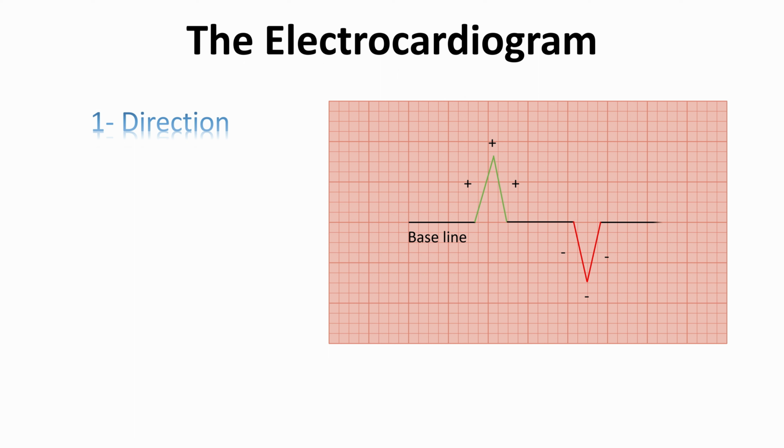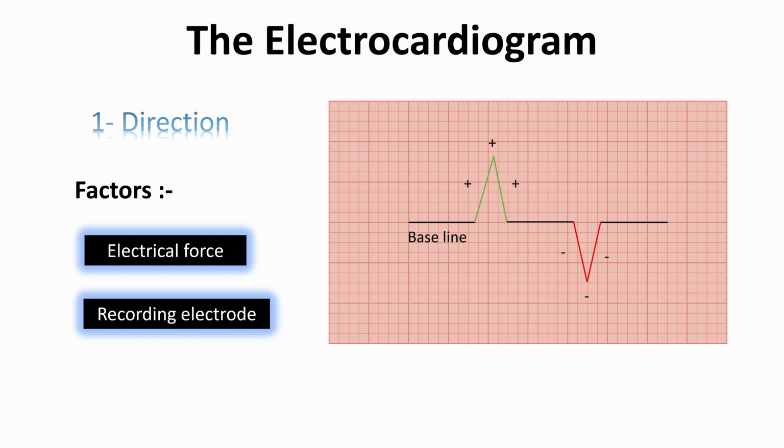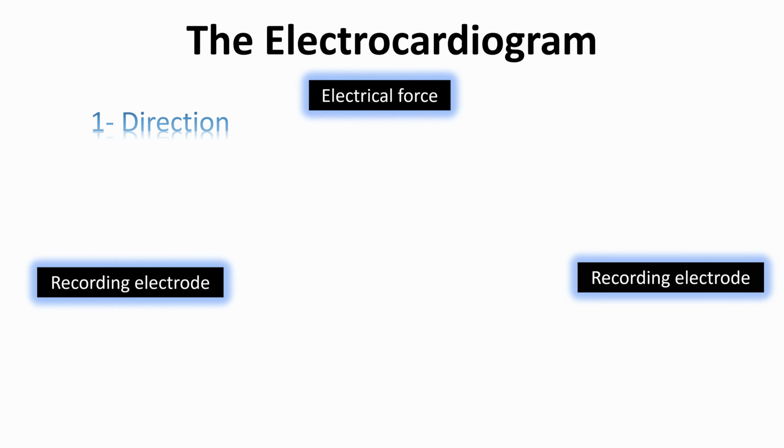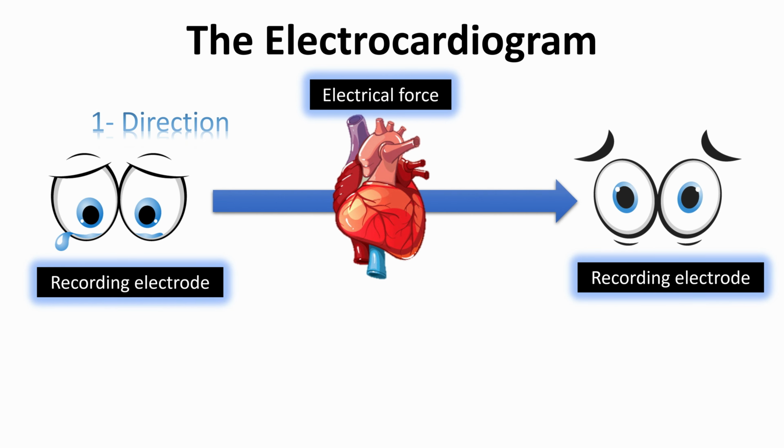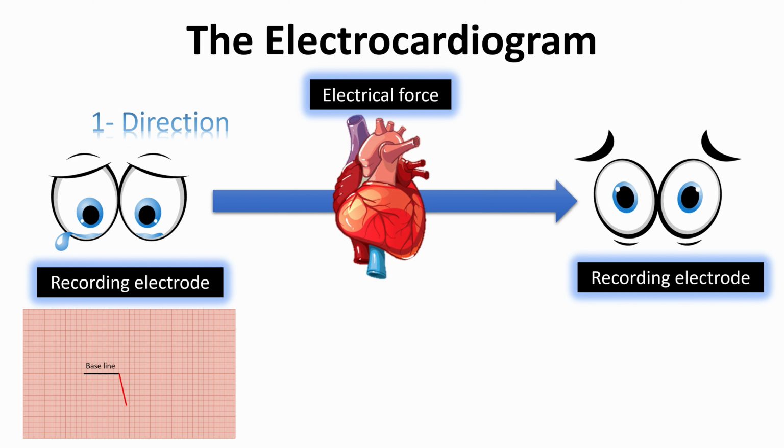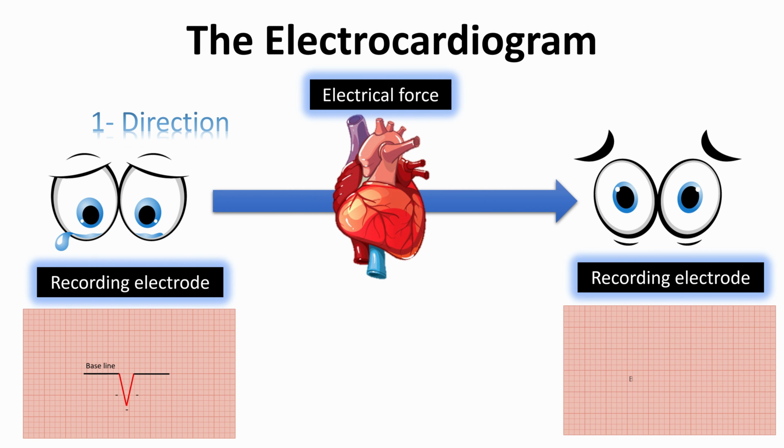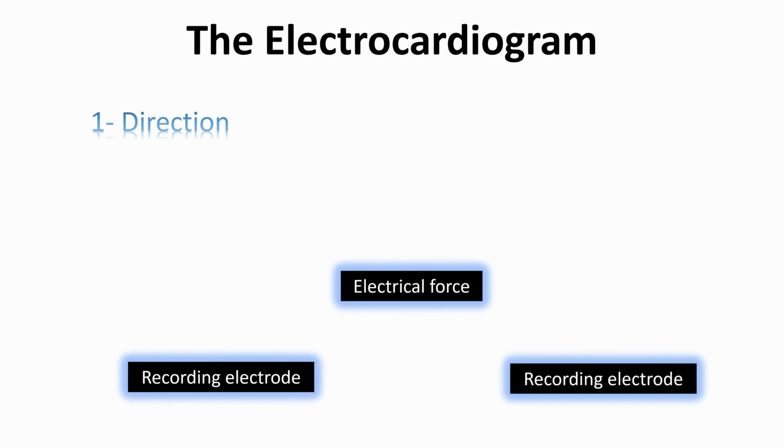The direction of a deflection depends upon two factors, namely the direction of spread of the electrical force and the location of the recording electrode. In other words, an electrical impulse moving toward an electrode creates a positive deflection, while an impulse moving away from an electrode creates a negative deflection.